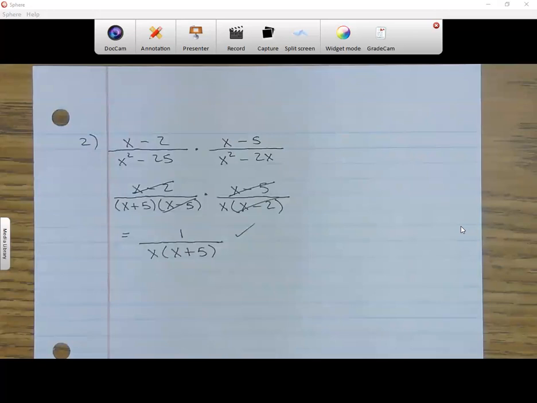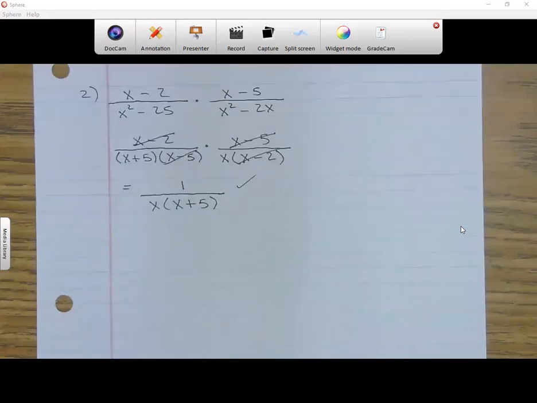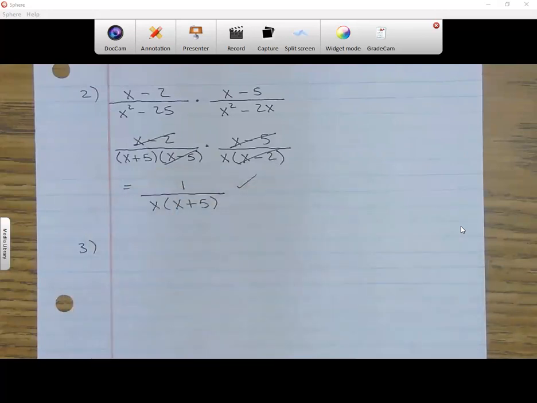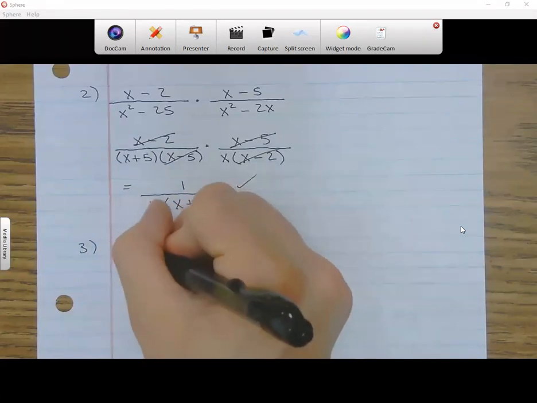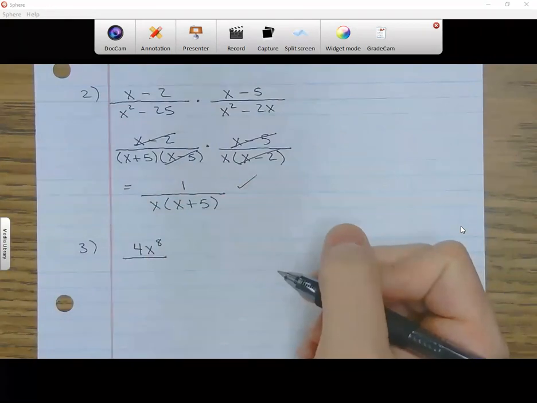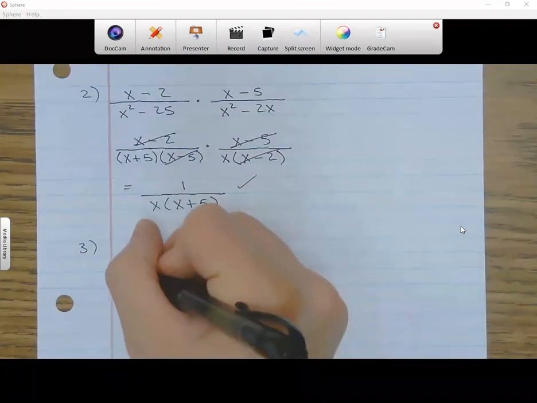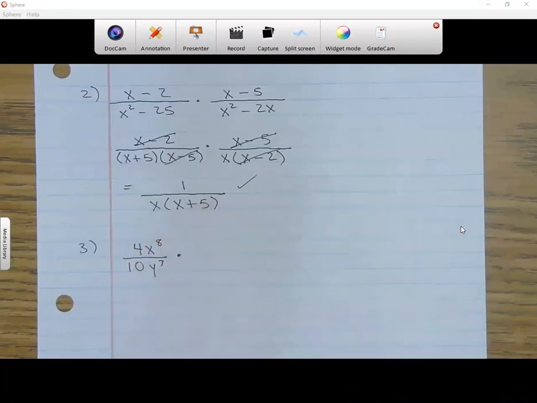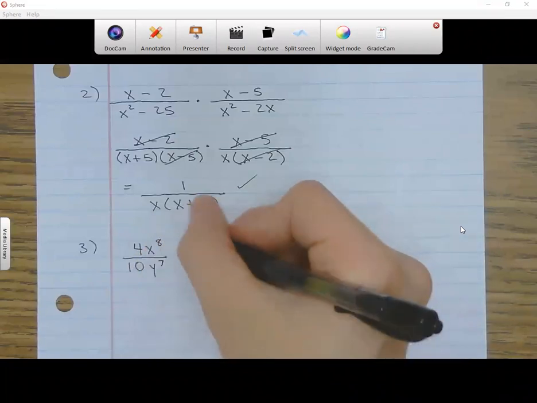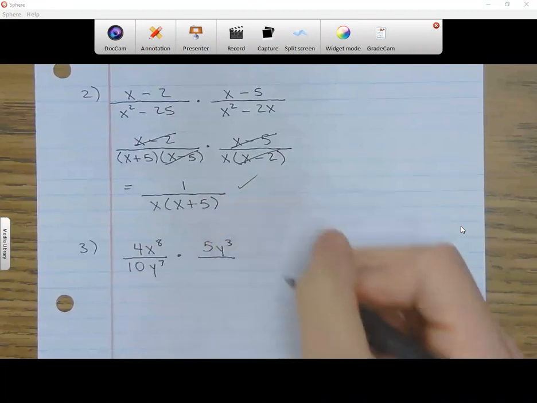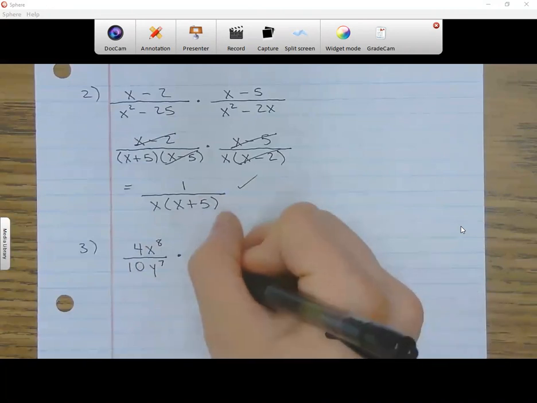Let's look at number 3 on the problem set. Three says 4x to the 8th over what? 10y to the 7th. And we're multiplying by what? 5y cubed over 8x to the 5th.